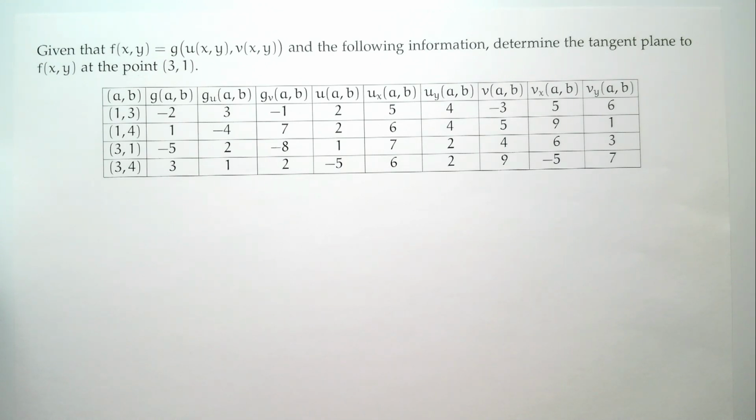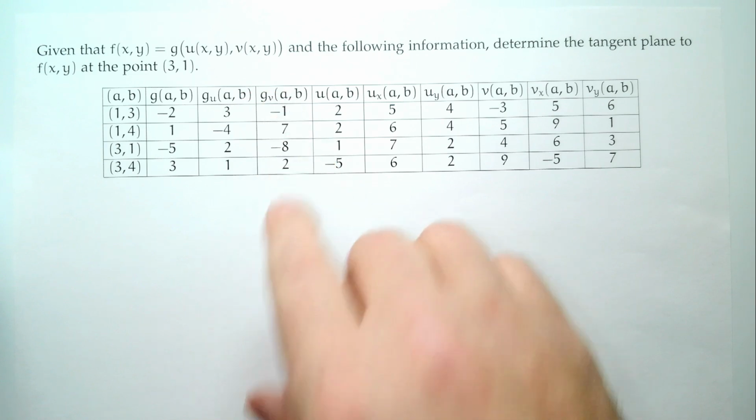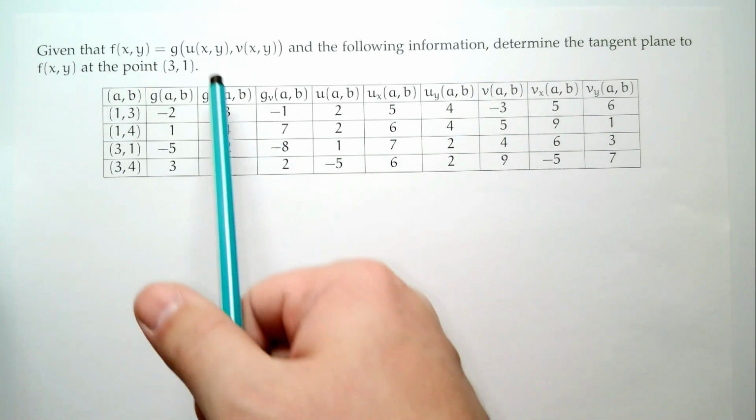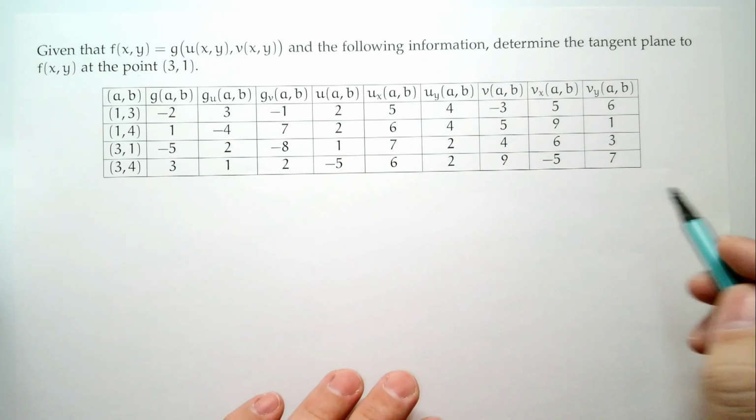Okay. So suppose we have the function f of xy is g of u of xy, v of xy, and then a whole bunch of information. Determine the tangent plane to f of xy at the point 3, 1. Now, what's the big difference? The big difference here is we don't know what the function u of xy and v of xy is. That's the only difference. The procedure is the same. So we're going to go through this one really quickly.